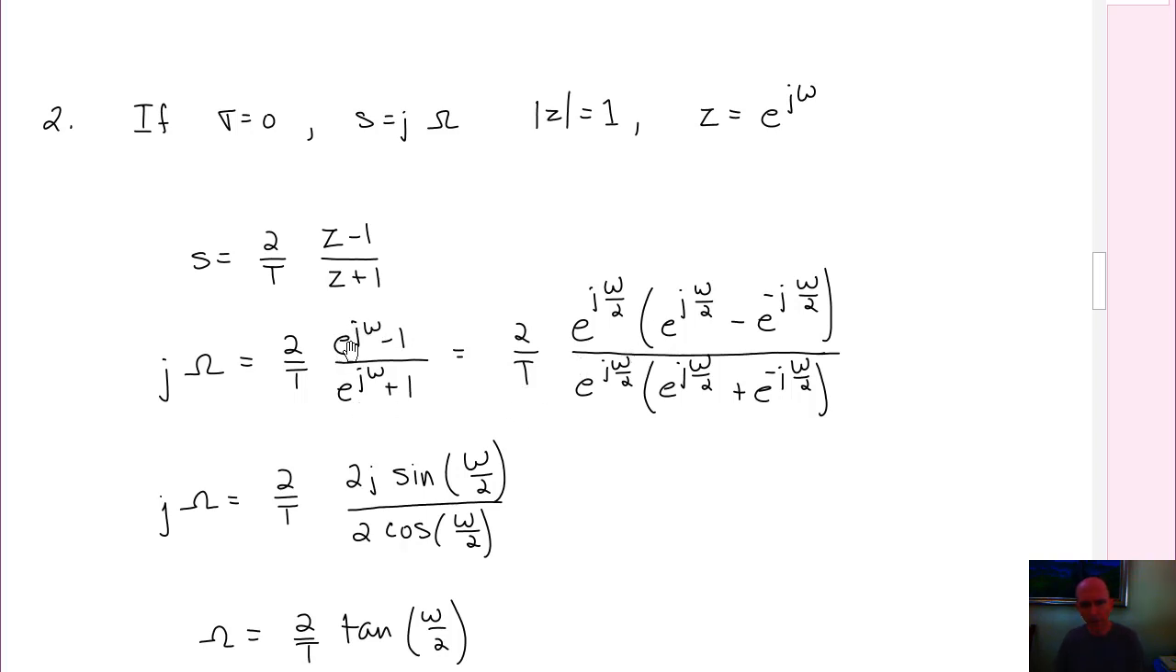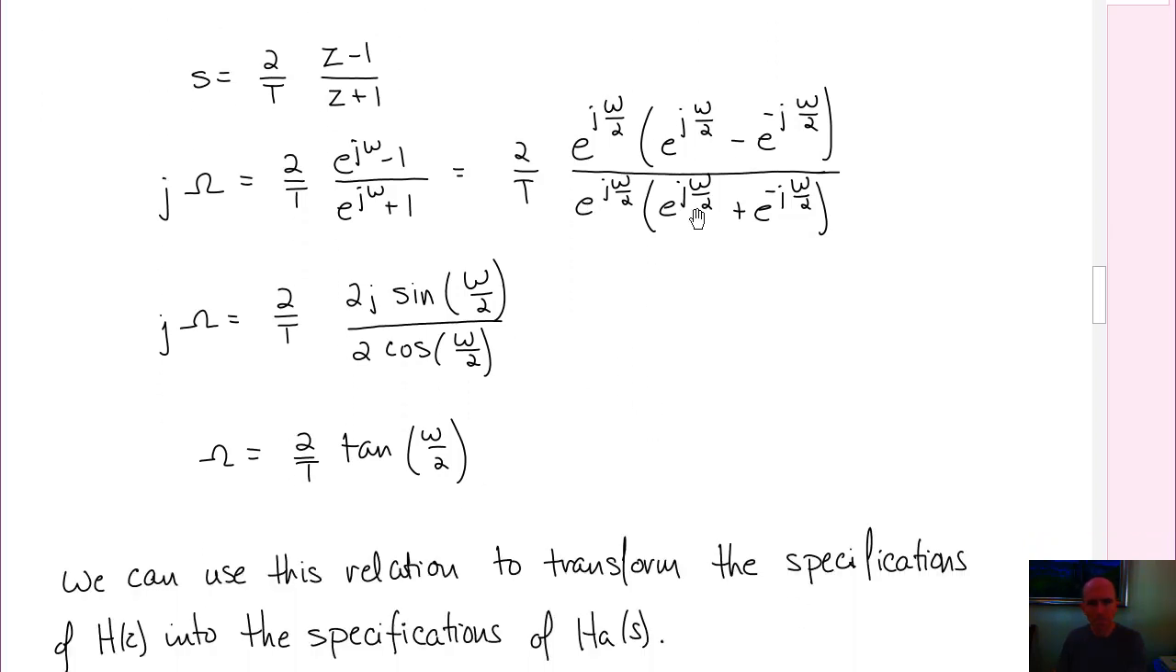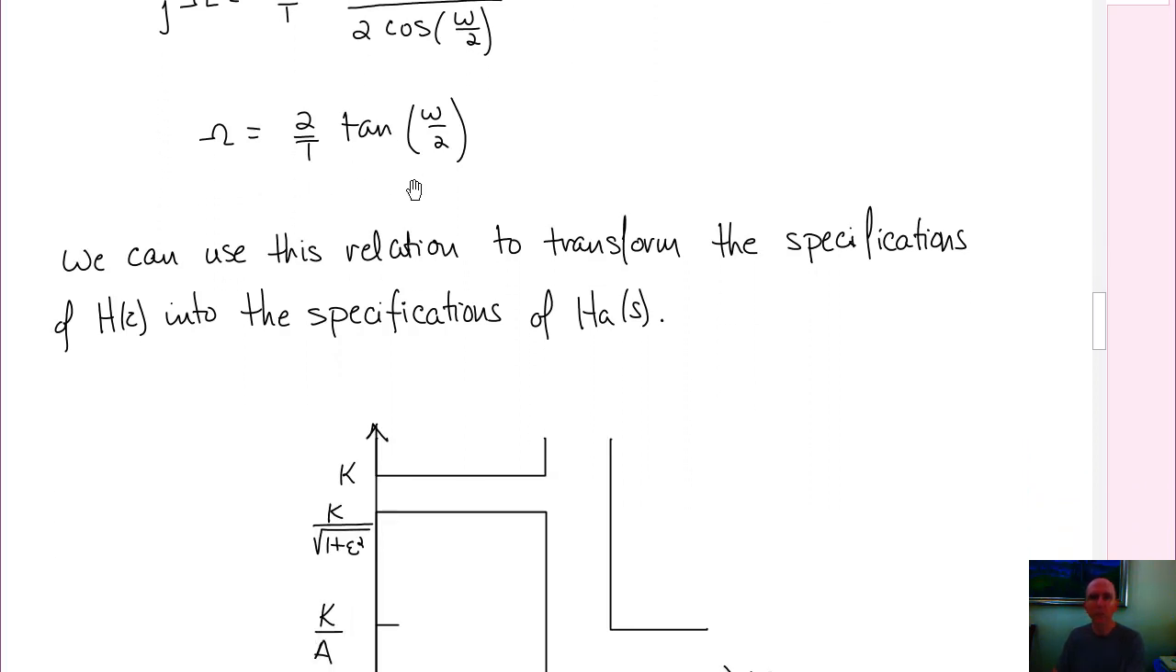As always, we have a complex exponential and a 1, so we factor out half of the exponential both in the numerator and the denominator, so it's the same thing here. And this is what we get. Of course, these terms cancel out. The numerator can be written as 2j sine, the denominator can be written as 2 cosine. The 2's cancel out, the j here will cancel with the j on the other side. And so we just get 2 over T and sine over cosine, which is tangent. And this is the relation between the continuous time frequencies and the discrete time frequencies when we're using the bilinear transform.